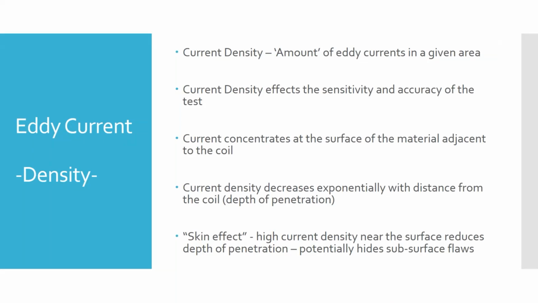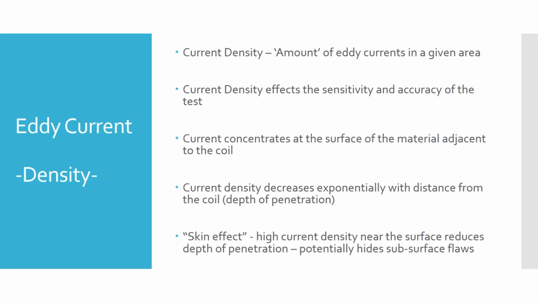So current density primarily is going to be at those surfaces, and then it's going to decrease exponentially as you work your way down into the material, as you move away from that surface. So what this causes is something called skin effect. That high current density at the surface creates a stronger magnetic field at the surface, and the stronger that field forms, the more it's going to block the ability of the probe to see down into the part.